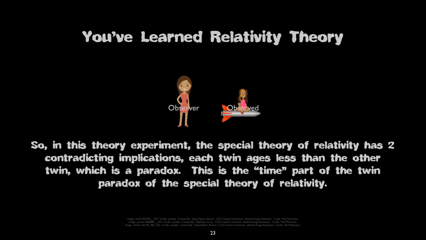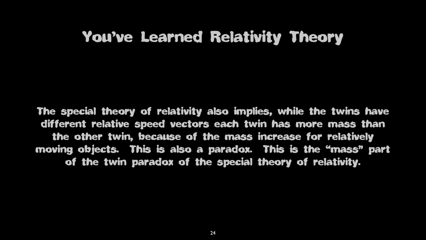So in this theory experiment, the special theory of relativity has two contradicting implications. Each twin ages less than the other twin, which is a paradox. This is the time part of the twin paradox of the special theory of relativity. The special theory of relativity also implies, while the twins have different relative speed vectors, each twin has more mass than the other twin, because of the mass increase for relatively moving objects. This is also a paradox. This is the mass part of the twin paradox of the special theory of relativity.